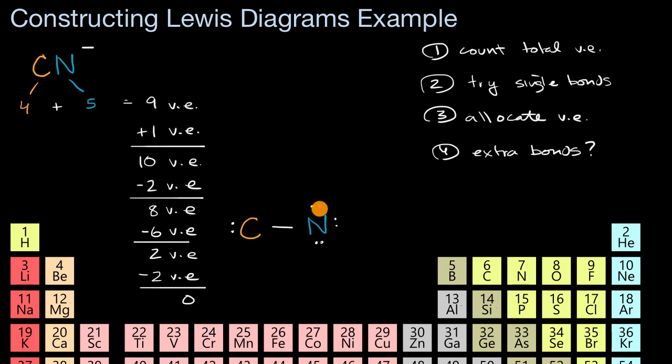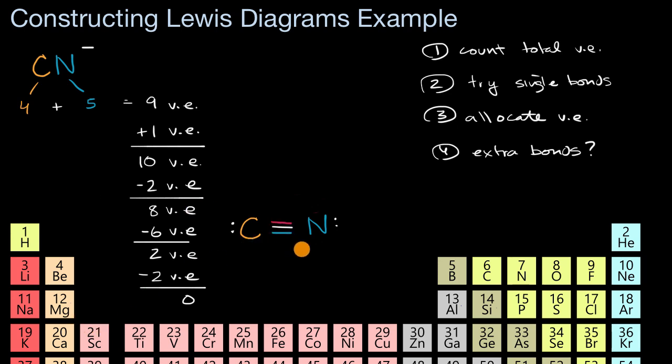So let's see, if we were to take these 2 and turn it into another covalent bond, what is going to happen? Let me erase all of these, and then I'll just draw another covalent bond. So nitrogen still has 8 electrons hanging around. Carbon now has 6, so maybe we can do that again. So let me erase these 2 and make another covalent bond out of them.